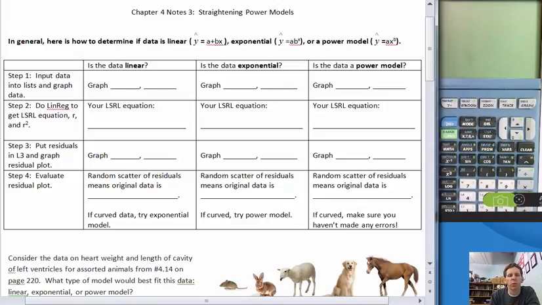These are the Chapter 4 Notes 3 on straightening power models. Today what we're going to take a look at is what do you do if your data is not linear and it's not exponential either. And that's going to be our focus today.